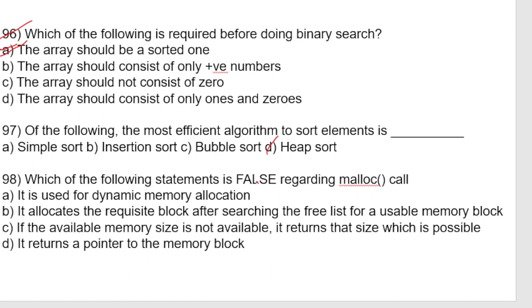Which of the following statements is false regarding malloc call? Again asking from data structure. It is used for dynamic memory allocation. It allocates the requisite block after searching the free list for usable memory block. If the available memory size is not available, it returns the size which is possible. It returns a pointer to the memory block. So answer is C. If the available memory size is not available, it returns the size which is possible, so that is false regarding malloc. Others are true.